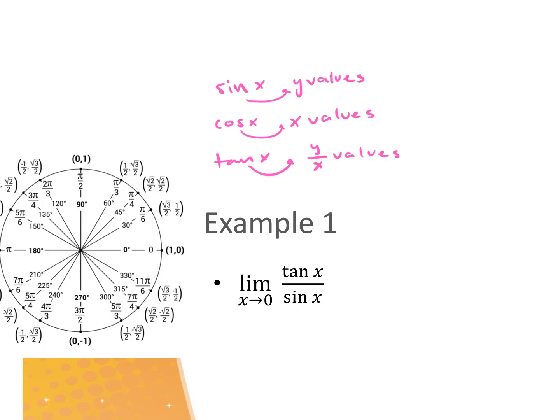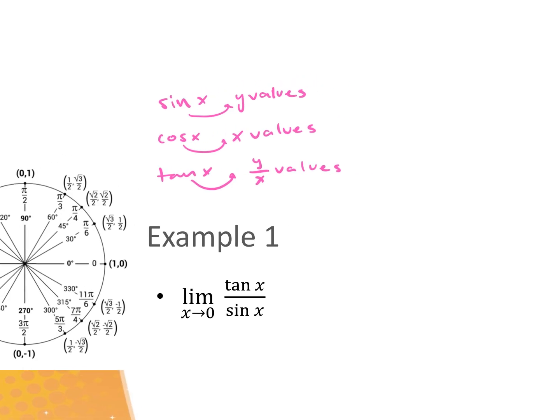So then our reciprocal functions would be the reciprocal of this. Cosecant would be 1 over y. Secant would be 1 over x. And then cotangent would be x over y. So these are the values on the unit circle that we would look at.